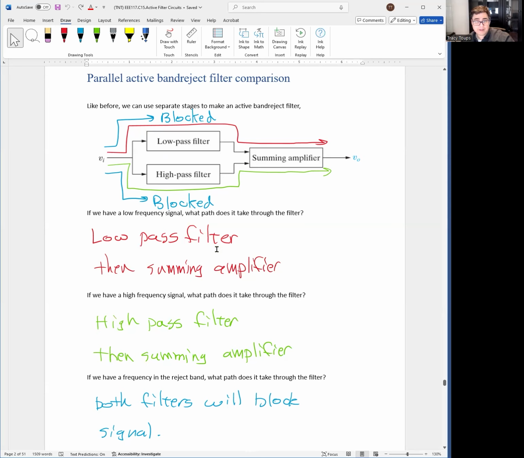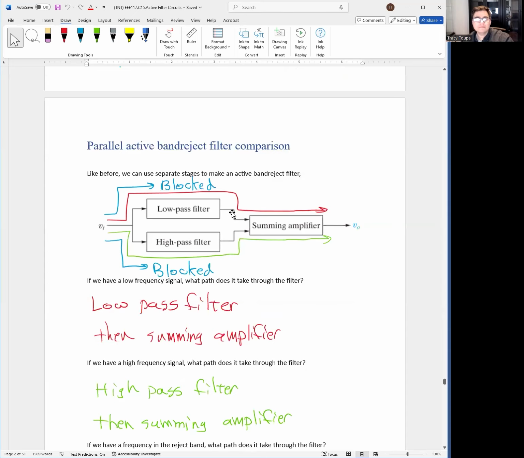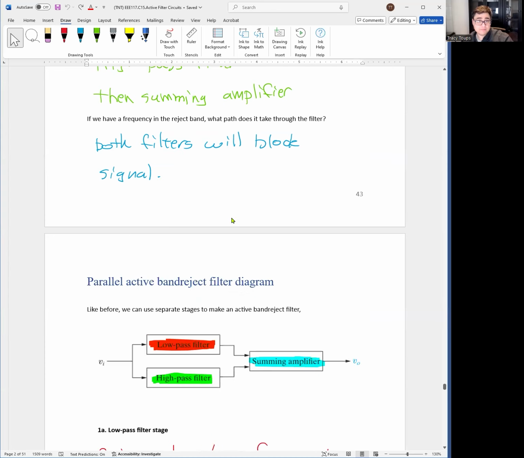Okay, just to go back up over here, at the lower frequency here, we're going to let it through. The higher frequencies here, we're going to let it through. But everything in the middle gets blocked by both filters. Neither one is going to let it through. Okay. So that's the magic of using parallel filters. We could choose either or.